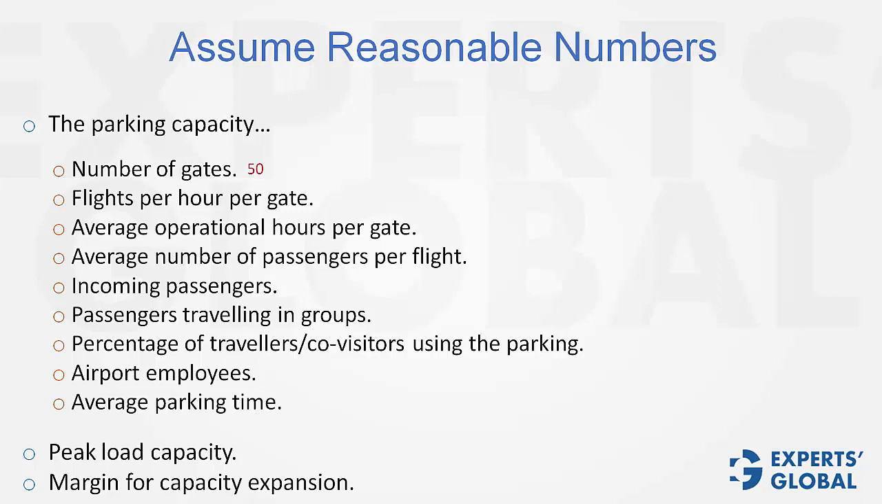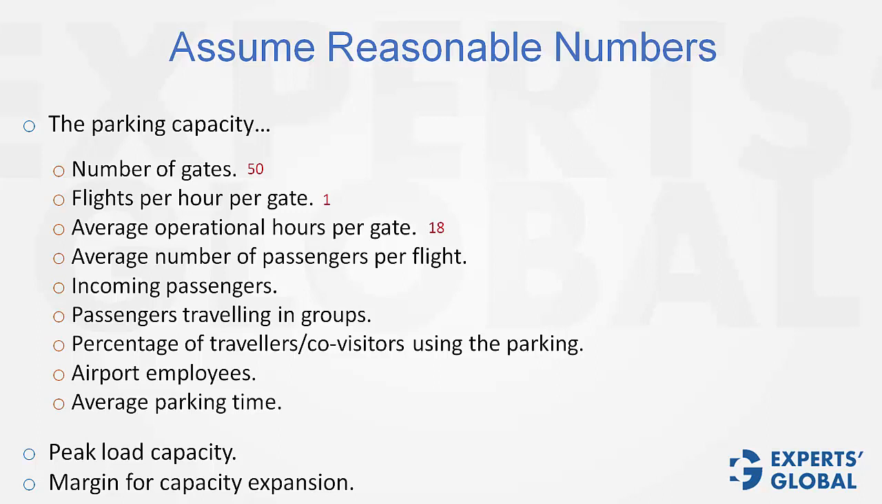Flights per hour per gate. Maybe from a gate, a flight takes off every 45 minutes or so. For simplicity, I have assumed it as 1. If you took it as 4, 5 kind of a number, that would be an unreasonable estimate, I would say. Average operational hours per gate. Maybe a good 16, 18, 20 kind of a number makes sense. I have taken 18 here.